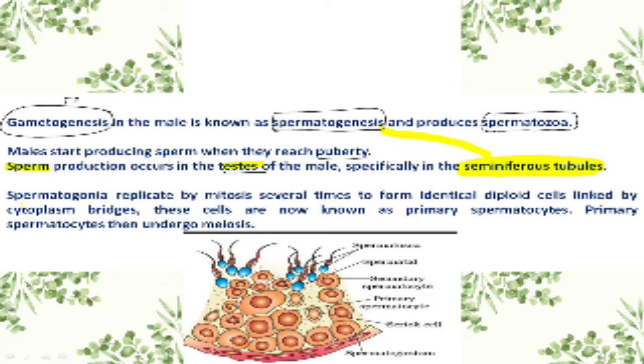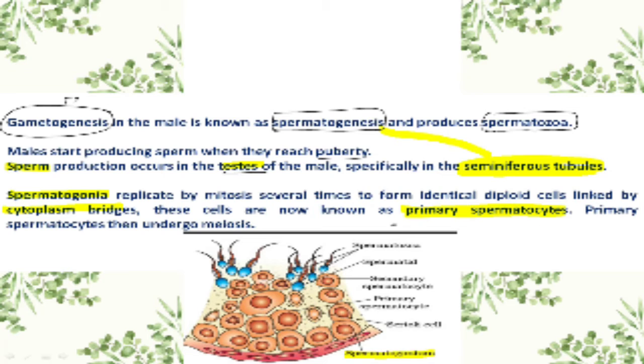Now, spermatogonia. These are the cells which are present in the seminiferous tubules. Single is called spermatogonium and the plural is called spermatogonia. Spermatogonia replicate by mitosis several times to form identical diploid cells linked by cytoplasmic bridges, and these are called primary spermatocytes. So some of the spermatogonia are the germ cells present inside the seminiferous tubules. Some of the spermatogonia differentiate into the primary spermatocytes. How does the differentiation occur? As they undergo mitosis.